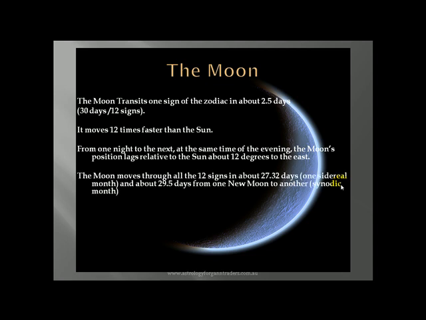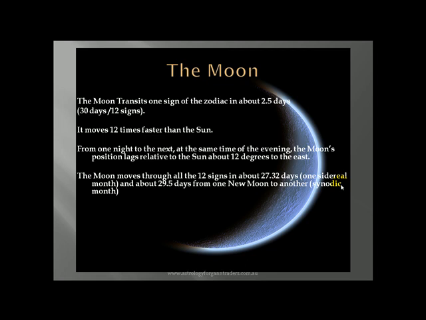The moon moves through all 12 signs in about 27.32 days. That is called one sidereal month, and about 29.5 days from one new moon to the next, which is called its synodic cycle. So the sidereal actually comes from the stars. It's actually having a fixed point in the heavens.